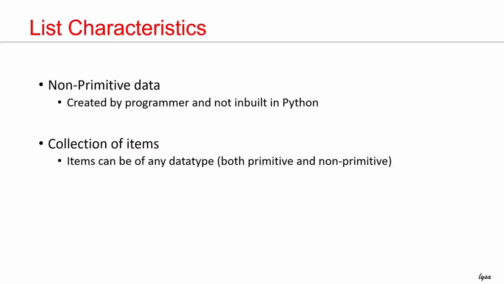Let's go through the characteristics of lists. First, it's a non-primitive data type. What do we mean by a non-primitive data type? It's basically a data type which is created by the programmer. It is not an inbuilt data type, and it has to have a collection of items. These items present in the list can be of any data type, that is, both primitive and non-primitive data types. We'll see with examples what these characteristics mean.